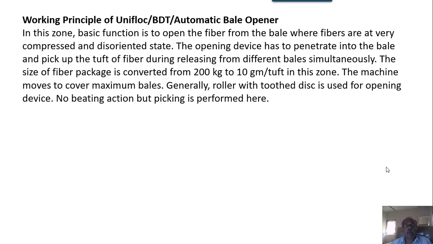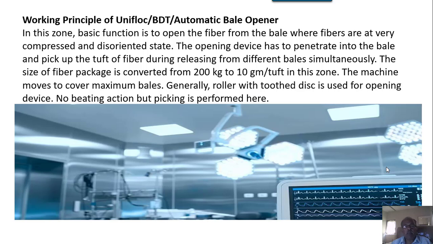So production capabilities vary. 10 gram per tuft in this zone is what is expected. No beating action, but picking is performed here. Certain beaters are also provided there. So this particular machine will look something like this, where this task is done as the first part, to provide to the next machine in the case of the modern blow room line.